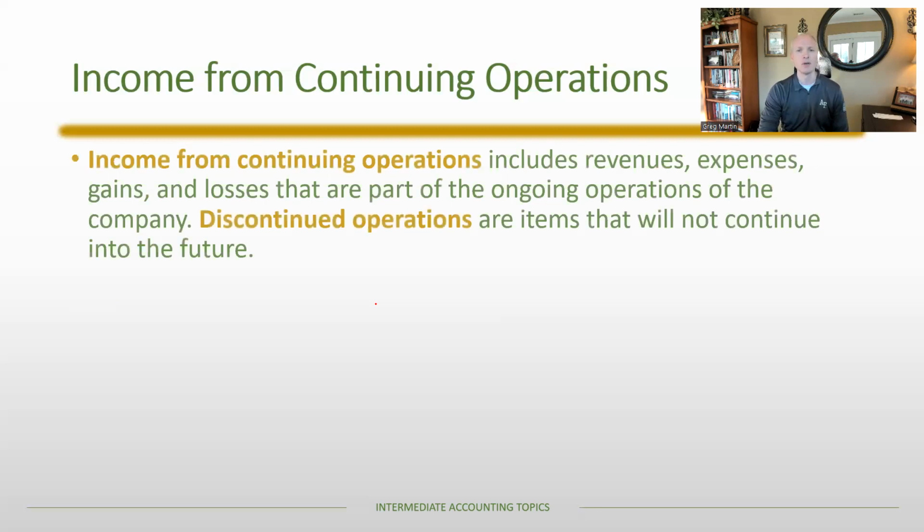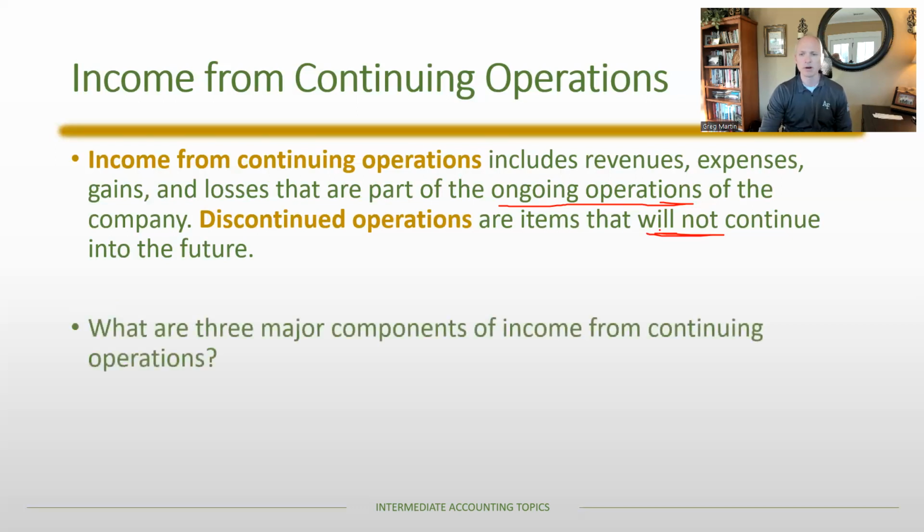All right, let's continue. So we're talking about our continuing operations. Again, these are revenues and gains, expenses and losses that are all going to continue on for the company. And then you do have what are called discontinued operations. And those are items that basically are done. We're not going to be continuing them into the future. And we'll get into a little more detail on what those things might include. But again, the difference here is with your continuing, those ongoing operations, whereas with discontinued, it will not continue into the future.